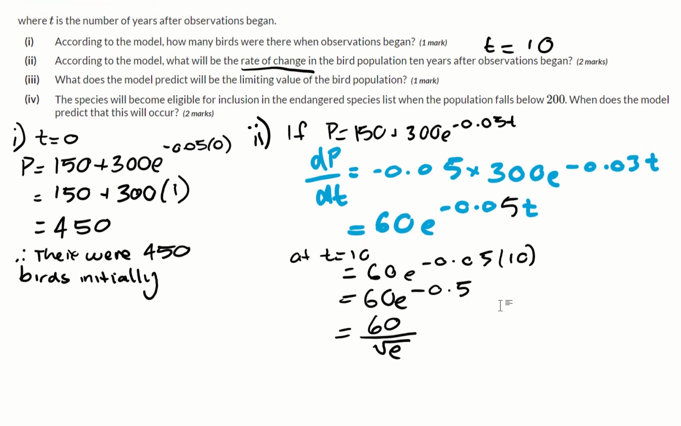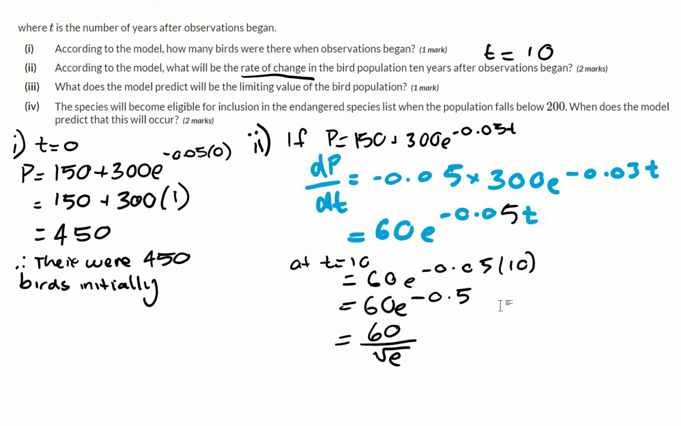Okay, part 3. What does the model predict will be the limiting value of the bird population? The limiting value of the bird population. Interesting question. So really here we're talking about what's the limit that this species will only ever reach. There's some sort of value obviously that it's going to approach. There's 2 ways to do this. Method 1 is thinking about as t goes to infinity, and method 2 you could draw the graph and visualize it. I'm going to show you both ways.